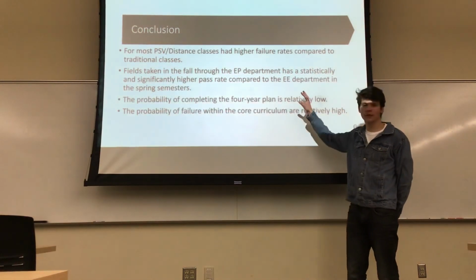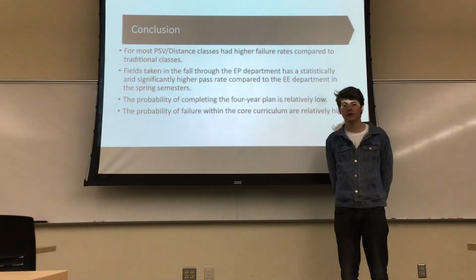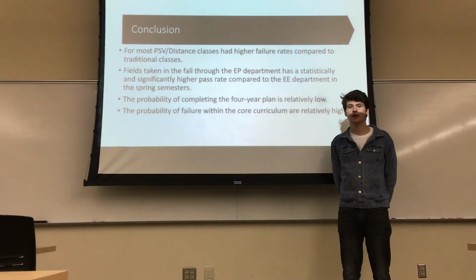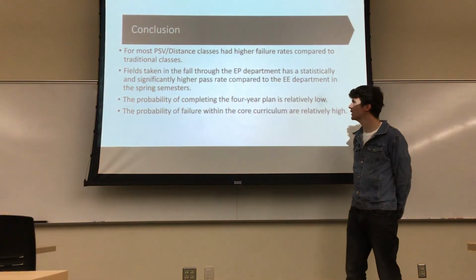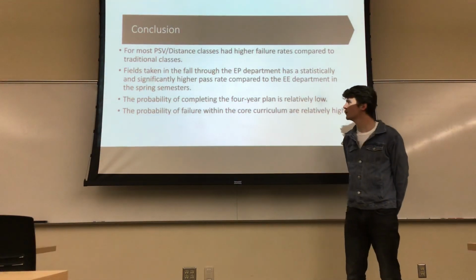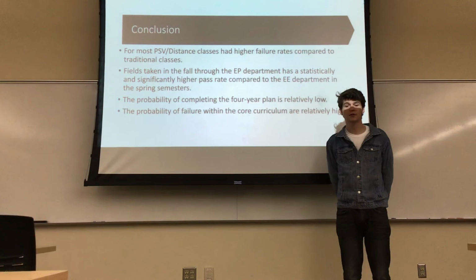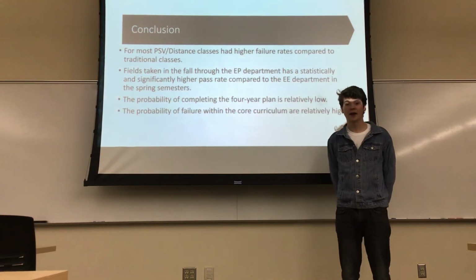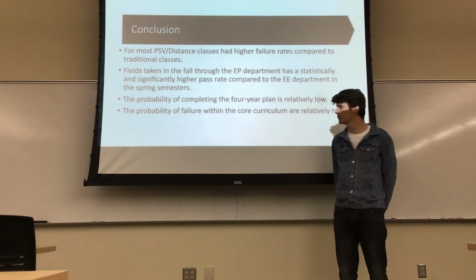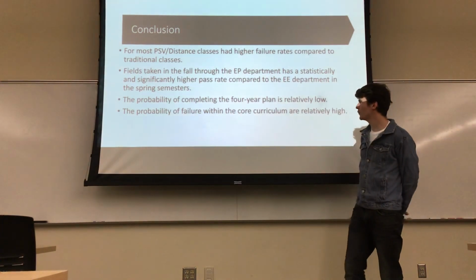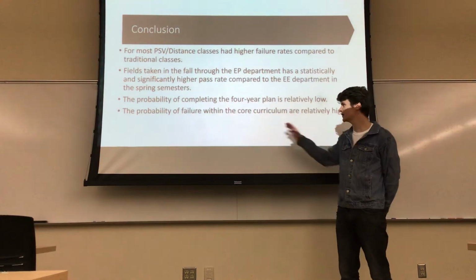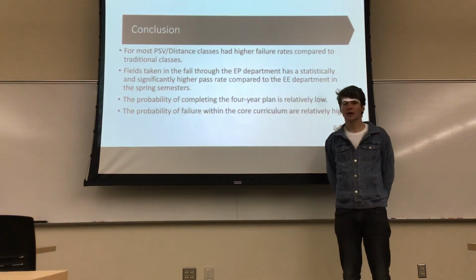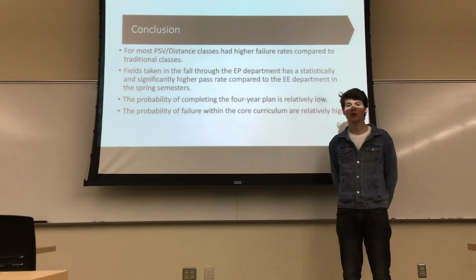Some of the conclusions that we can state is that distance students have a harder time passing their courses than taking in class. Another conclusion we can take away from this presentation is that when the EP department presents the fields course in the fall, it has a higher pass rate than the EE department does. The probability of completing the 4-year plan is relatively low, and it's a tricky course load. And taking it in series the way that we suggested earlier will almost triple your probability of passing.